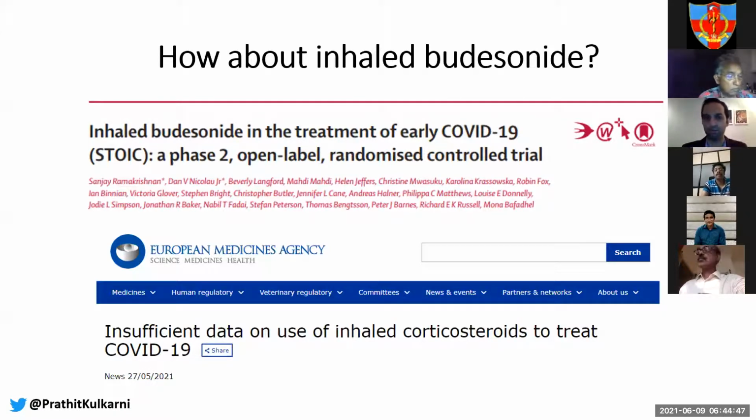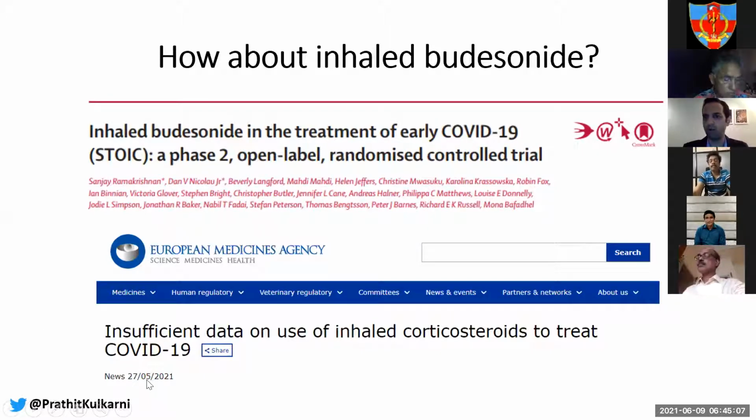It's available. And it was a small study, only less than 150 patients. Phase 2 trial, not a phase 3 trial, phase 2 trial. And it was not a very large trial. And it was okay as a trial, but it was not so strong.